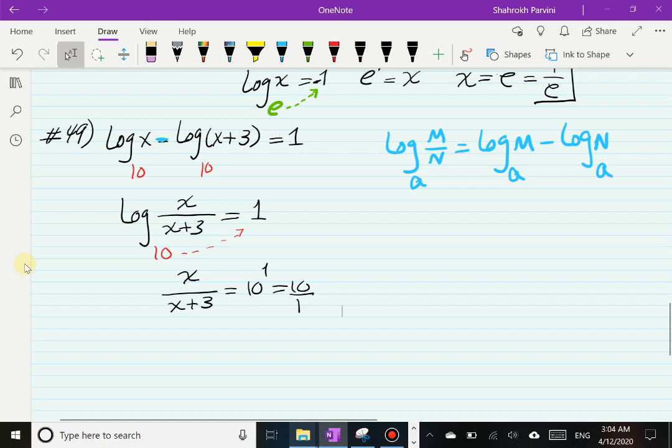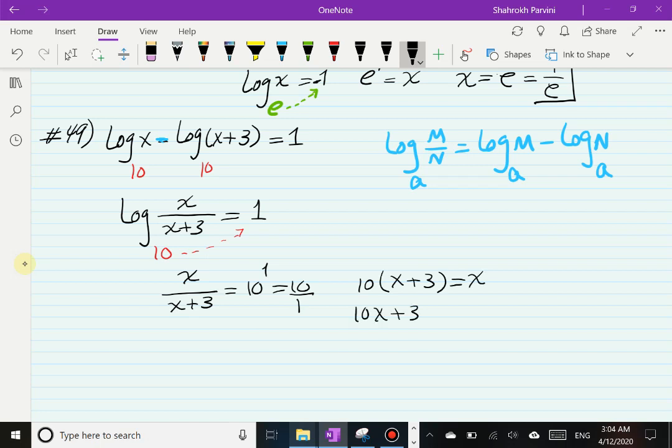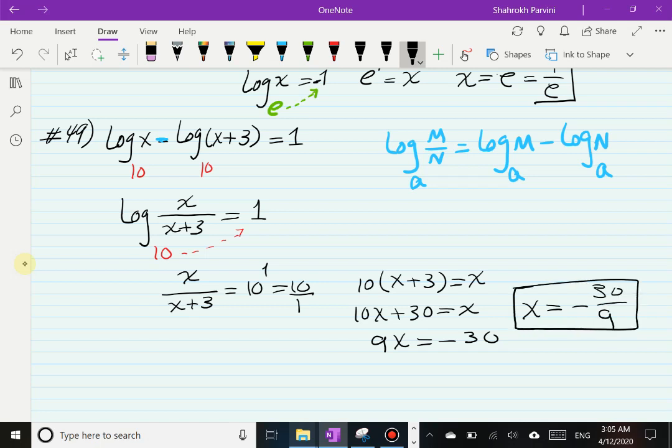Okay, so this becomes 10 times x plus 3 equals x. Distribute: 10x plus 30 equals x. And then we're going to solve for x. Not too bad. We can subtract x from both sides and subtract 30 from both sides. And from this we get x is negative 30 over 9. Okay, now we need to check the solution.